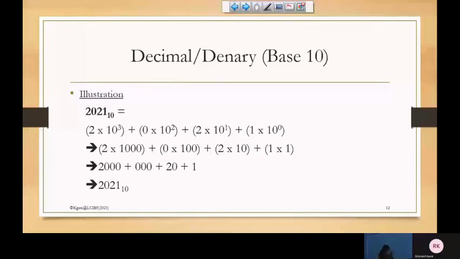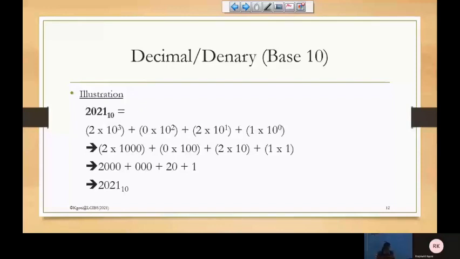And then for each of those place values, the furthest to the right is in position 0. As you go further and further left, the position increases by 1. So for the digit in position 0, you multiply it by the base, which in this case is 10, to the power 0 because it's in position 0. So that's how you get 1 times 10 to the 0.